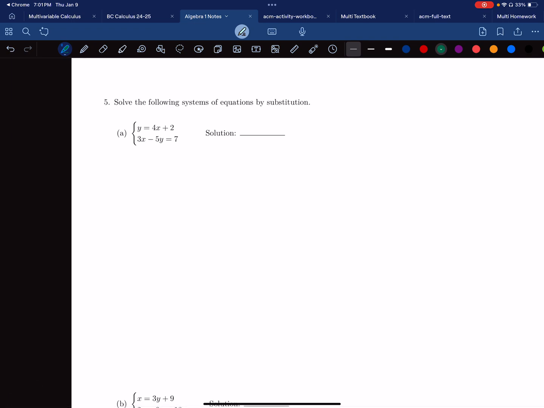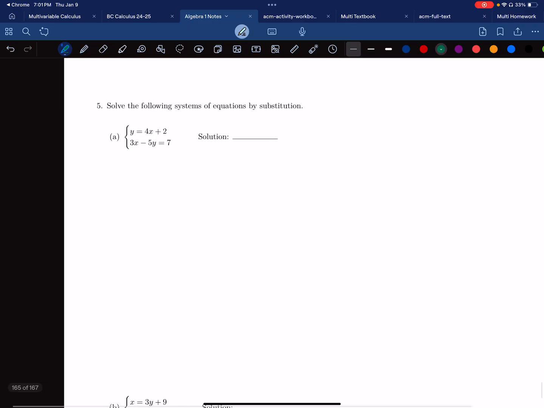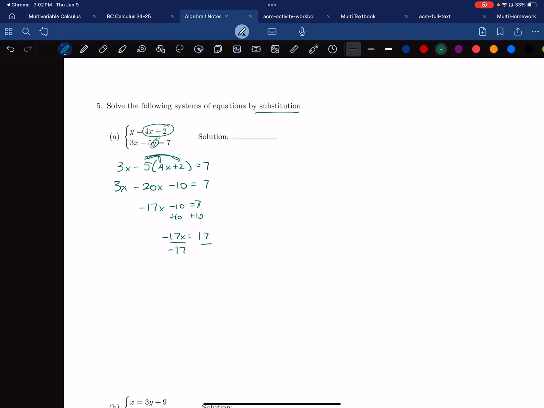All right, for number 5, I'm going to use substitution because it says to. So I'm going to take this and plug it in here for y. So 3x minus 5 times 4x plus 2 is equal to 7. I distribute the 5. 3x minus 20x minus 10 is equal to 7. So I'm actually distributing a -5. And then 3 minus 20 is -17x minus 10 is equal to 7. I add 10 to both sides, get -17x equals 17. Divide by -17 and get x is equal to -1.